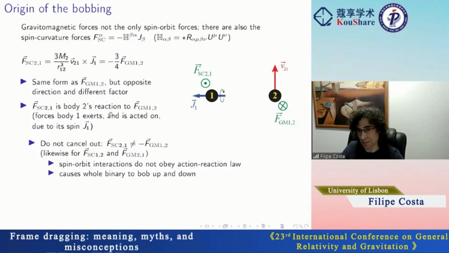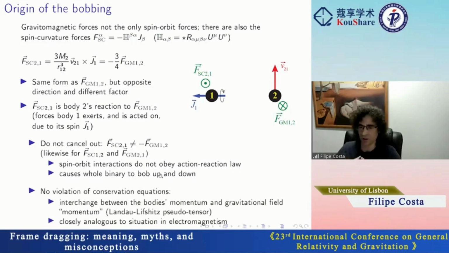Actually, in the post-Newtonian scheme, they form pairs of action-reaction, but they do not exactly cancel out. So spin-orbit interaction does not obey an action-reaction law, and this is what causes the whole binary to bob up and down. And notice that no violation of any conservation equation is involved here. Actually, this is just a consequence of the interchange of momentum between the bodies and the gravitational field, in the sense of the Landau-Lifshitz pseudo-tensor. And this is closely analogous to the situation in electromagnetism, where electromagnetic forces do not obey an action-reaction law because the bodies exchange momentum with the electromagnetic field.